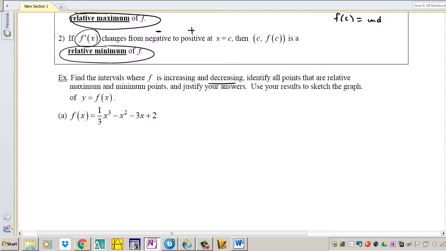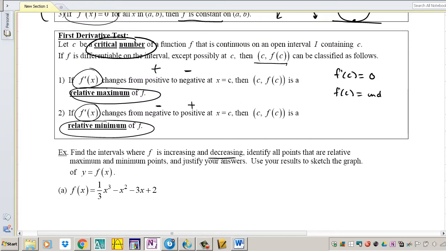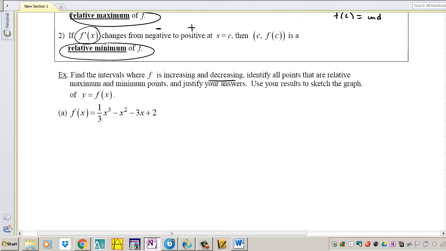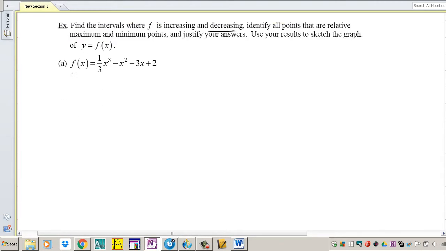First example: find the intervals where f is increasing and decreasing. Identify all points that are relative max and min. Justify your answers. What do we need to find max and mins? If you look at the previous definition, I need critical numbers, and critical numbers means that my derivative must be equal to 0 or undefined. In this case, I have a polynomial, a cubic function. Cubic functions are always differentiable, so there's never a point where the function is non-differentiable. So I'm going to be looking for critical numbers only when the derivative equals 0.